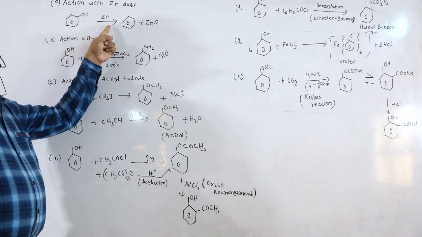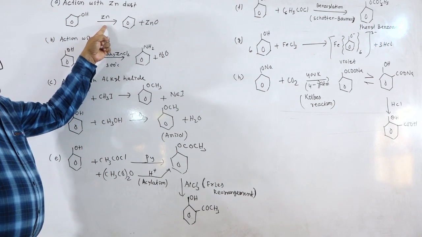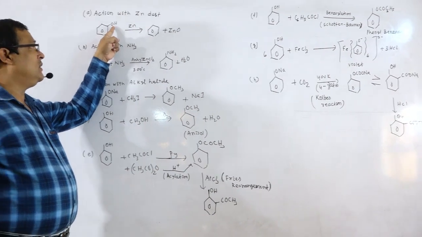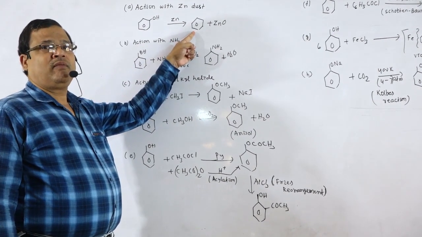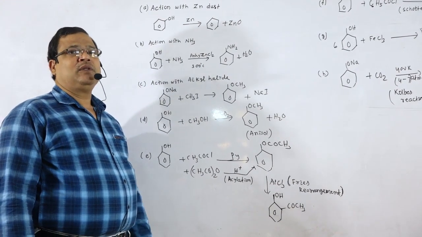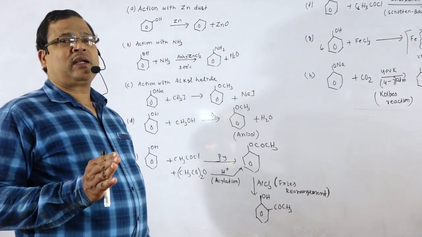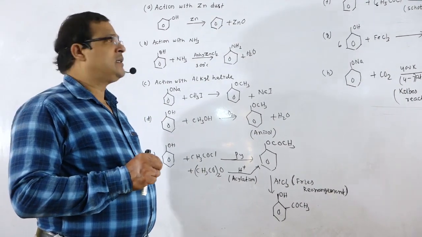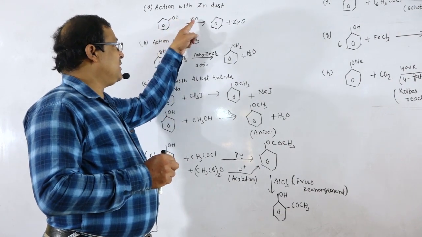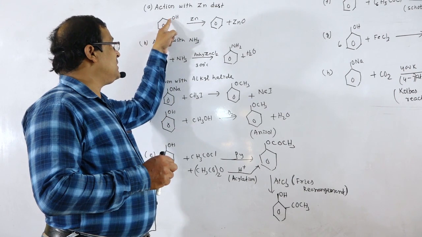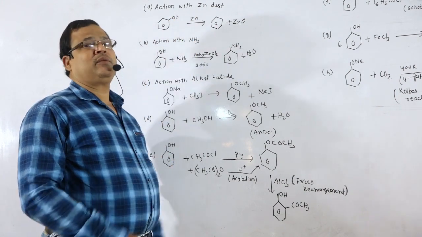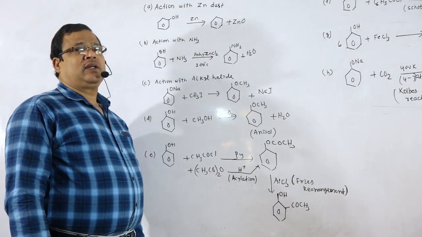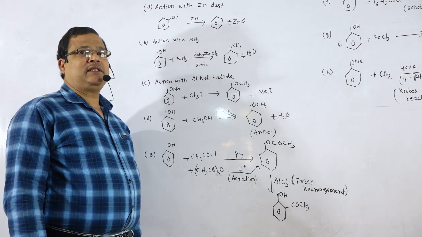Whenever it is treated with zinc dust, the OH group is removed in the form of ZnO, and benzene will be formed. So for the removal of the OH group from the benzene ring, we have to treat that material with zinc dust, so that the OH group is removed as ZnO, and H is attached to this position, giving benzene. So the first reaction, the action with zinc dust, gives benzene.